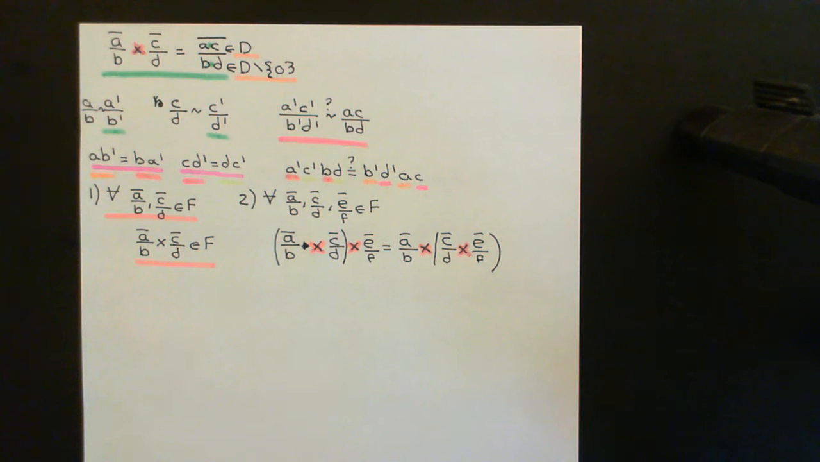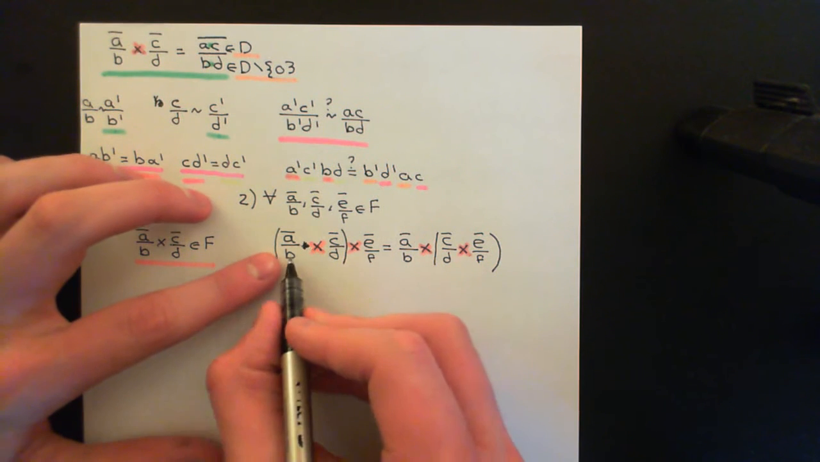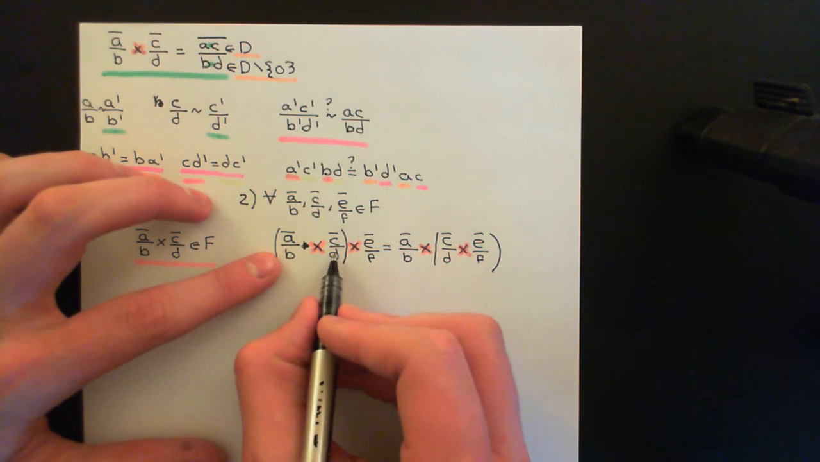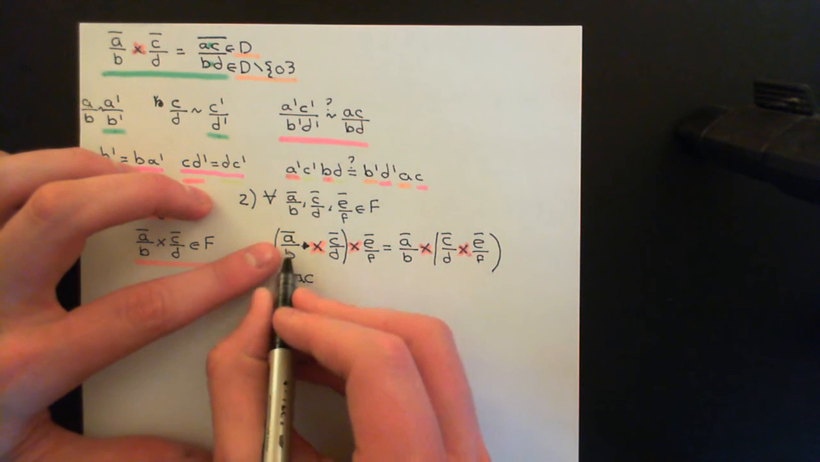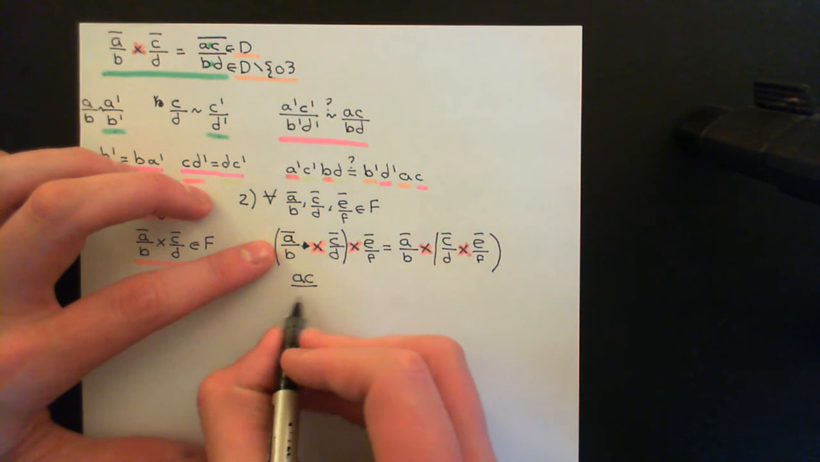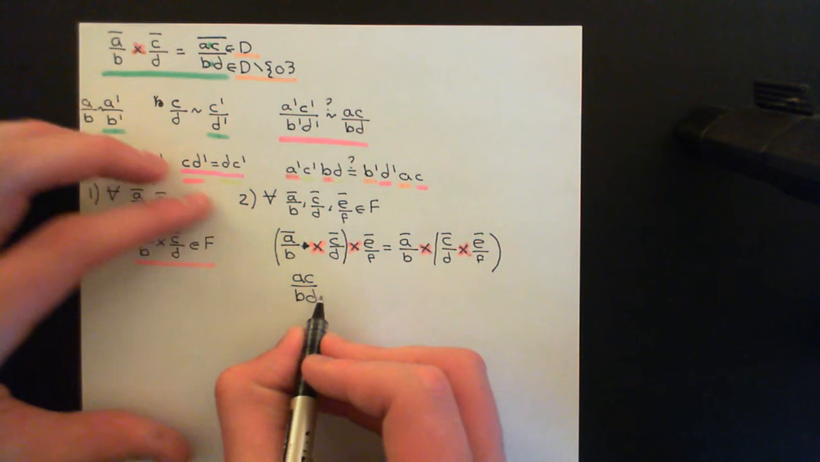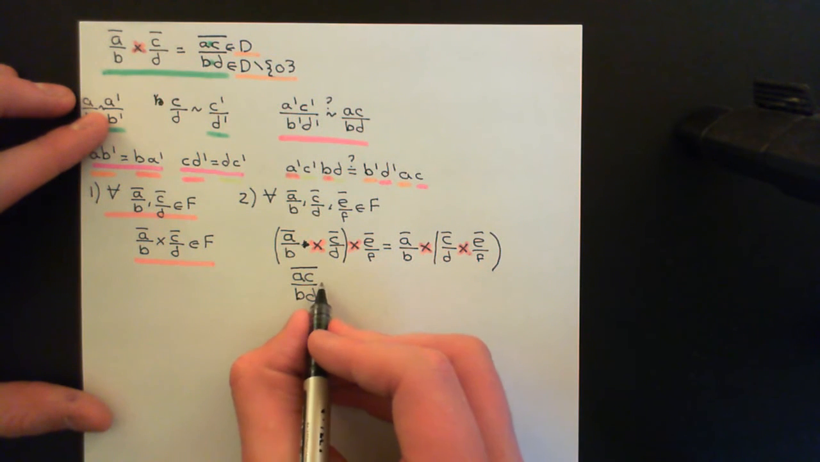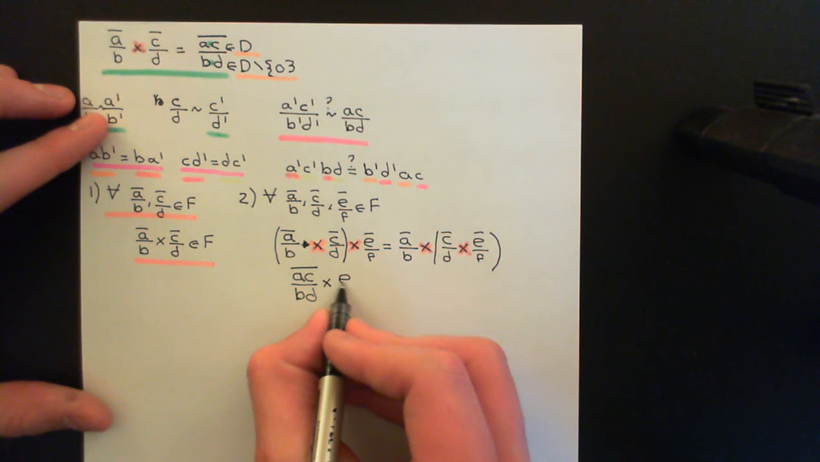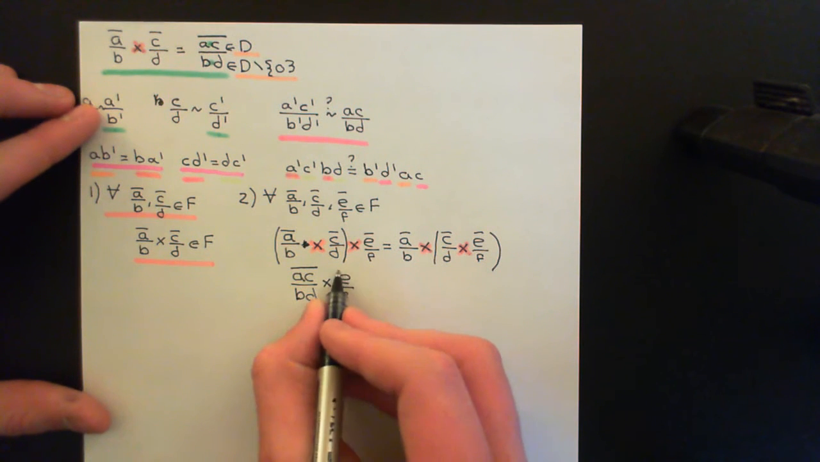Okay, so let's start off with the left-hand side. We need to take a representative from here, a representative from here. Let's pick sensible representatives, so we'll just have a over b from here and c over d from here. We construct the new fraction, which is a times c over b times d, and then take the equivalence class that contains that fraction. Then we want to multiply that by e over f bar here.